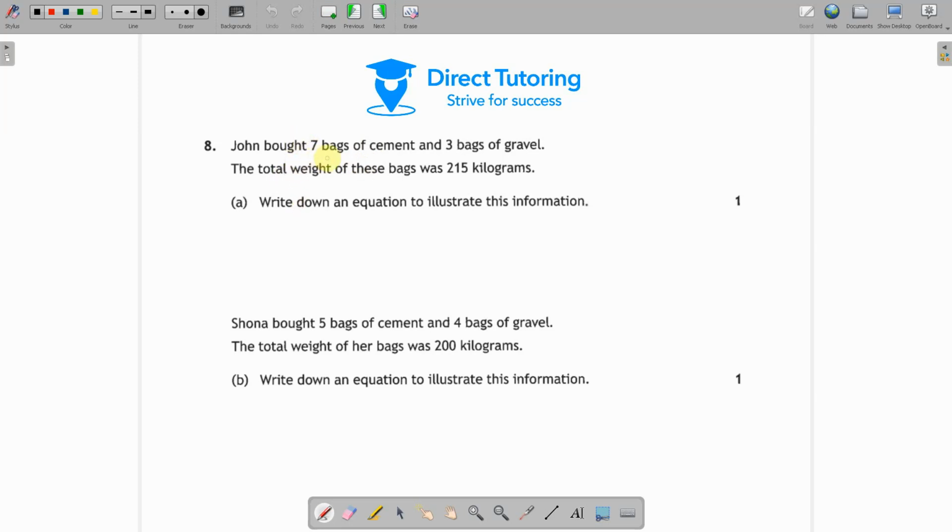So it's saying that he bought 7 bags of cement and 3 bags of gravel. Total weight was 215 kilograms. So I'm going to write the equation as 7c plus 3g equals 215, because 7 bags of cement, 3 bags of gravel equals 215 kilograms. For part B, the exact same thing, apart from this time it's going to be 5c plus 4g equals 200 kilograms.